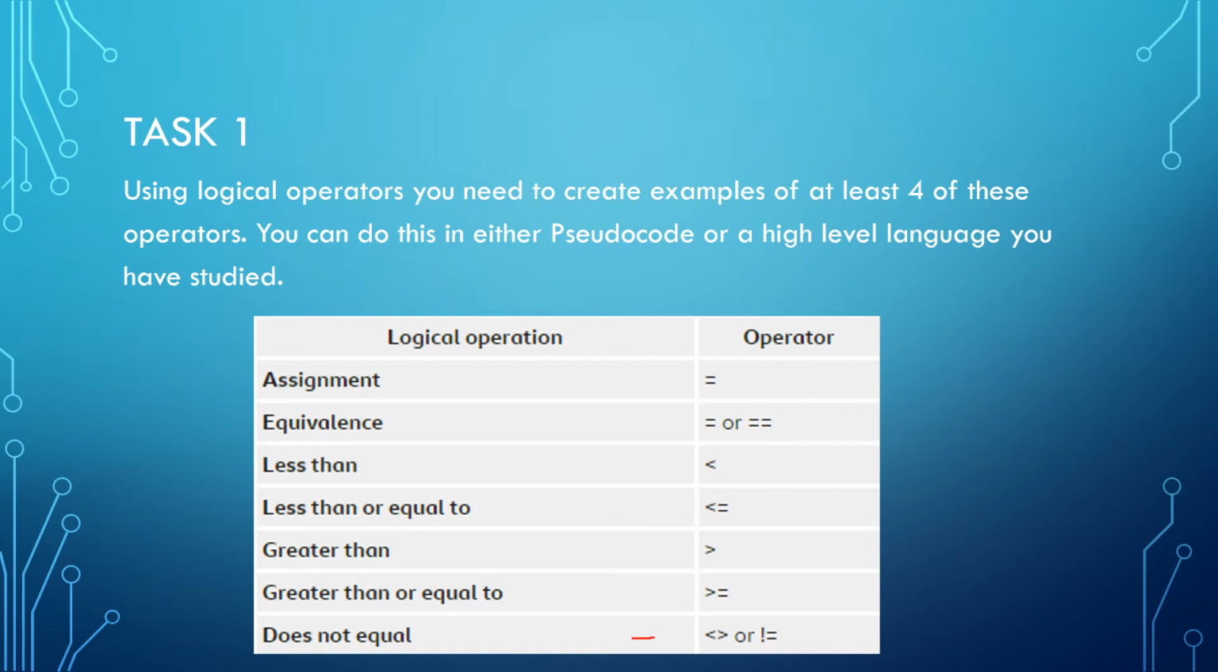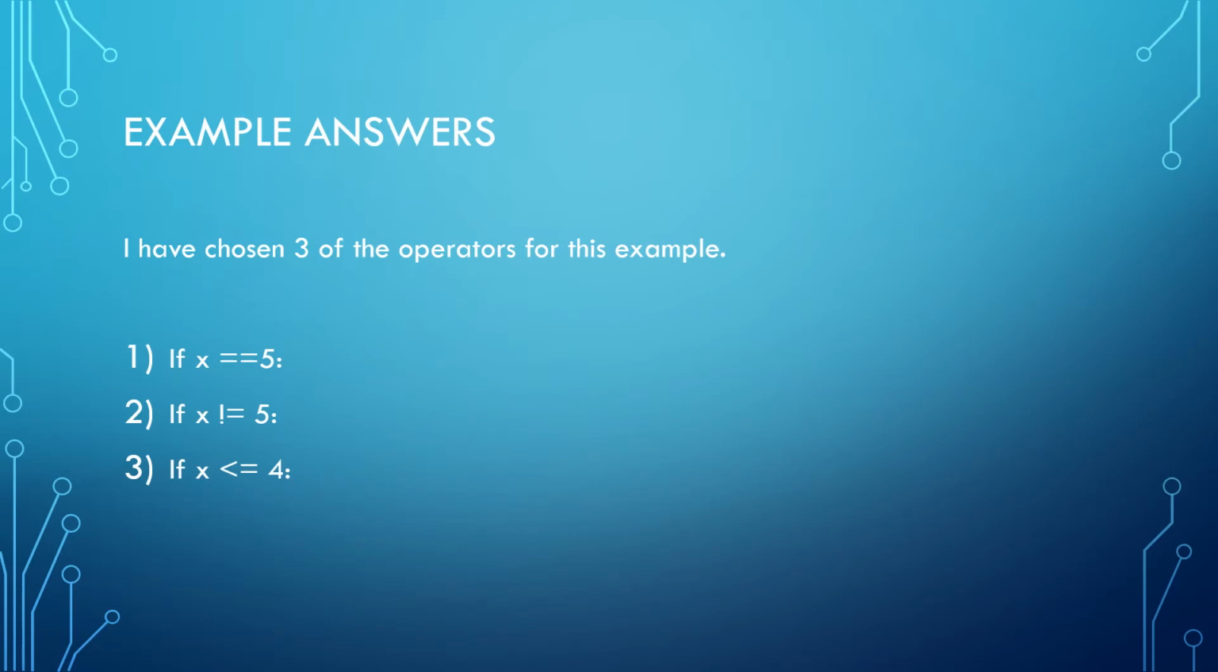So you could do does not equal, you could do equivalence, or you could do a less than, greater than, or you could do equivalent or assignment, because that could also be equivalence depending on what you're assigning it to. These are the examples I have chosen to do.